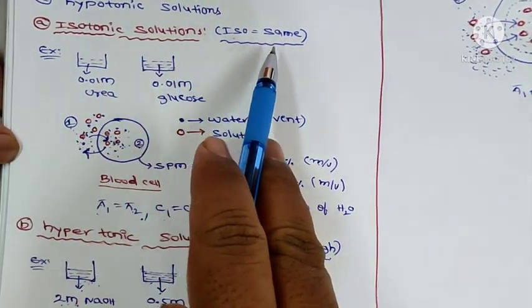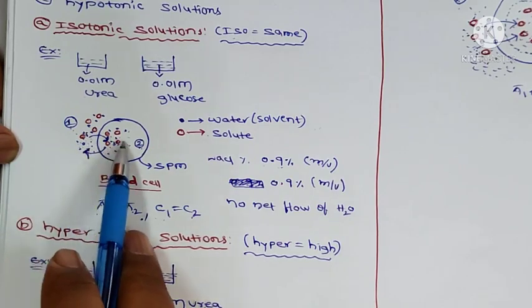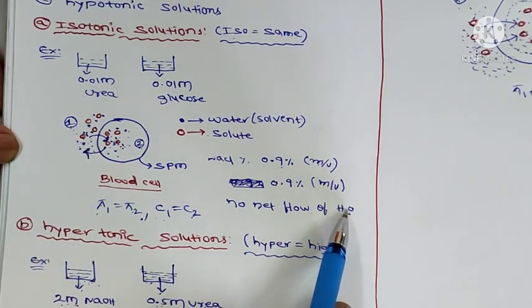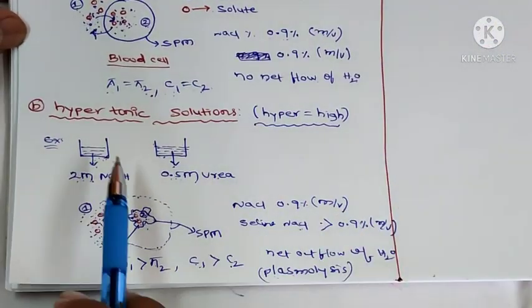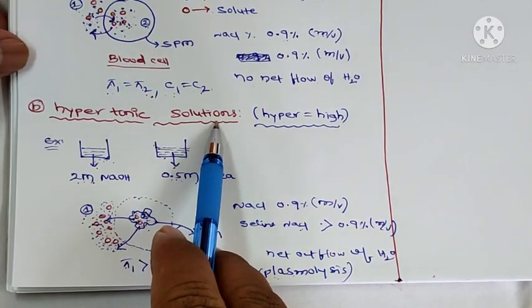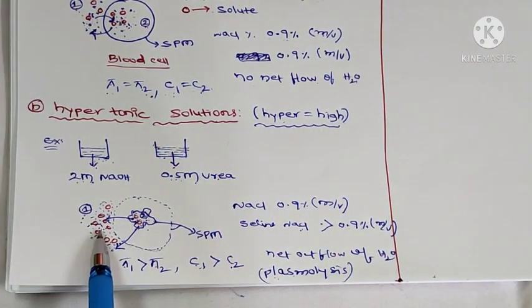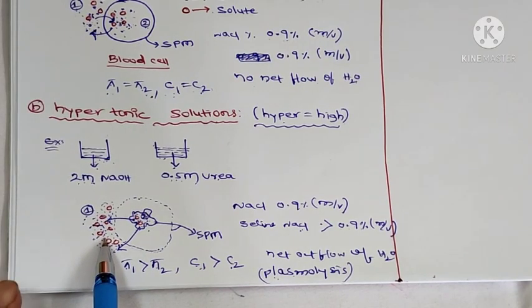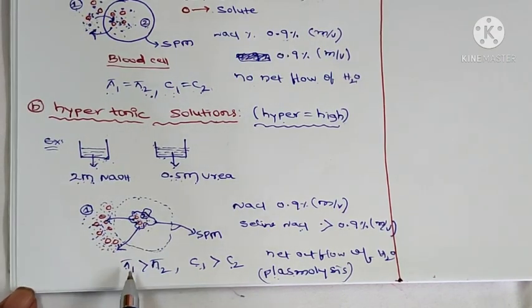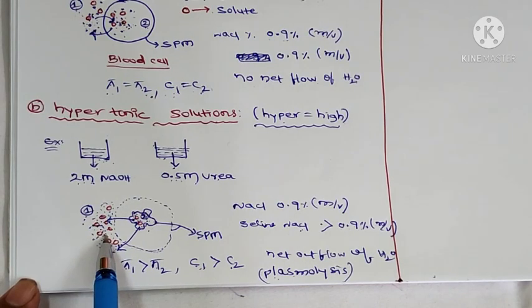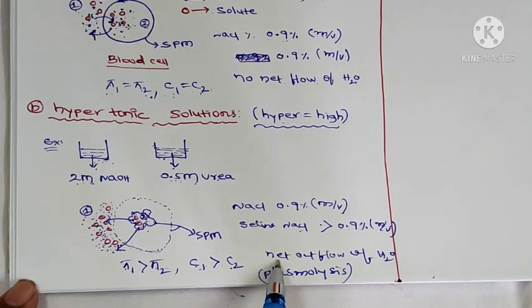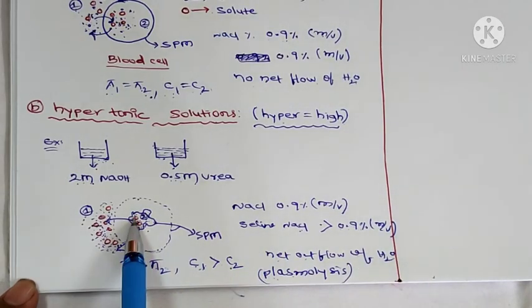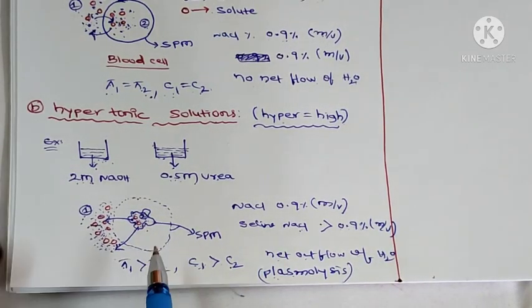In isotonic solutions, the solutions have the same concentration, no net flow of H2O, pi 1 is equal to pi 2 and C1 is equal to C2. In hypertonic solutions, hyper means high, the outside solution has more concentration and more osmotic pressure than the inside solution. So pi 1 greater than pi 2 and C1 greater than C2. And here there is net outflow of H2O.